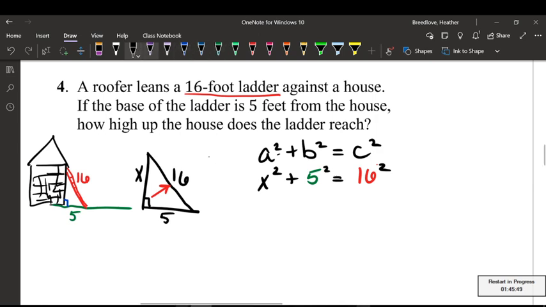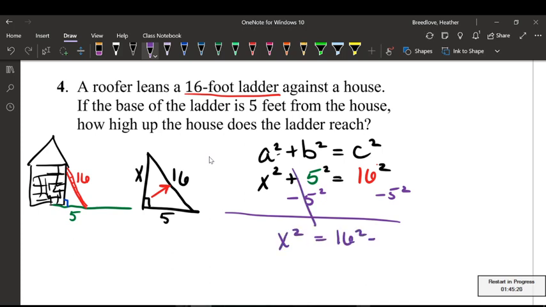And then from there I'm just going to solve it. So I have x squared. You could either square the 5 and square the 16, or you could just say minus 5 squared, like that, and then 5 squared minus 5 squared cancels. So x equals 16 squared minus 5 squared, and you could type that in the calculator, or you can calculate them out.